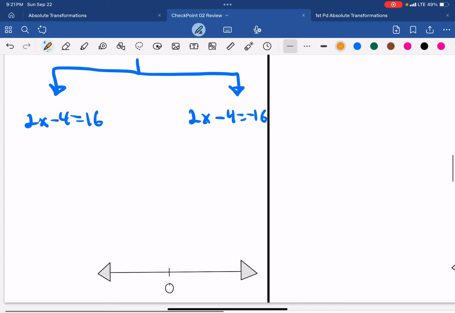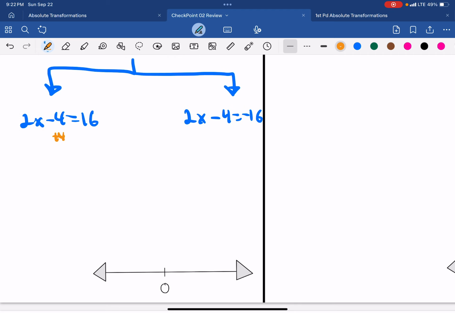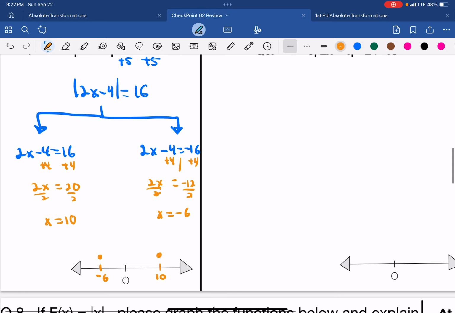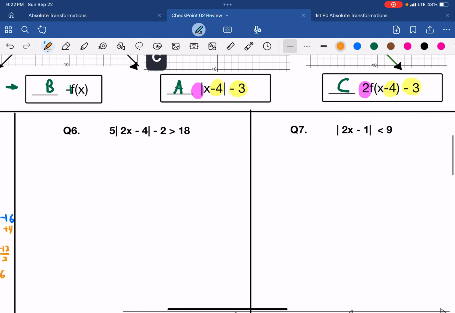Then we solve the process, right? Plus 4, 20 equals 2x divided by 2. X is equal to what? 10. Next one, plus 4, negative 16 plus 4 is negative 12, divided by 2, x is equal to negative 6. And those are our solutions. You could even say the set of negative 6 and 10.